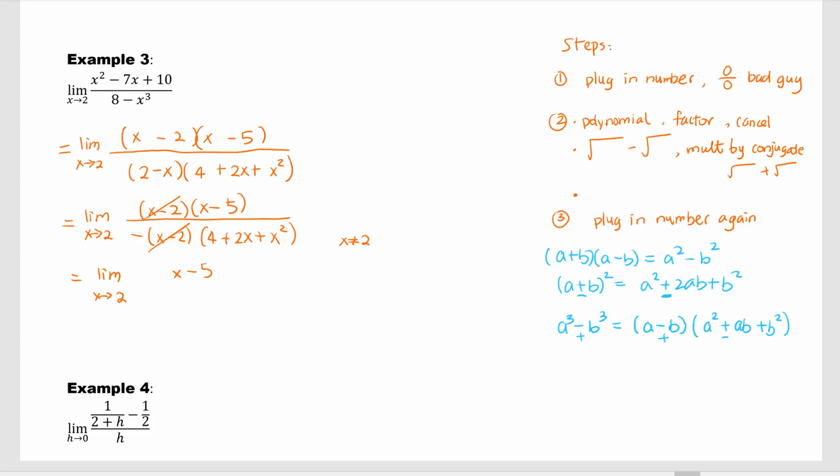Then we have x minus 5 over x squared plus 2x minus 4. We're ready. We can plug in the number again. So 2 minus 5, over 4 plus 2 times 2, which is 4, minus 4. 2 squared is also 4. 2 minus 5 is negative 3. Negative 12. The answer is 1 over 4.